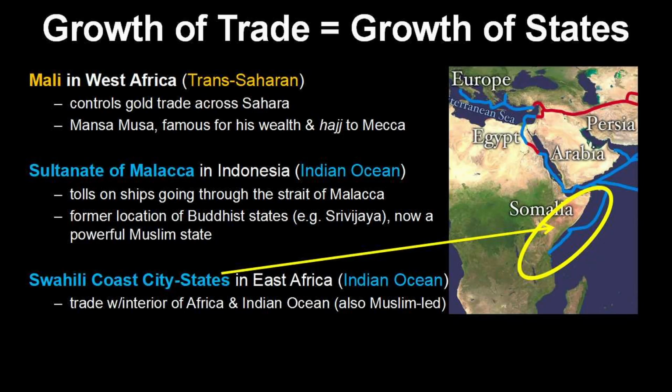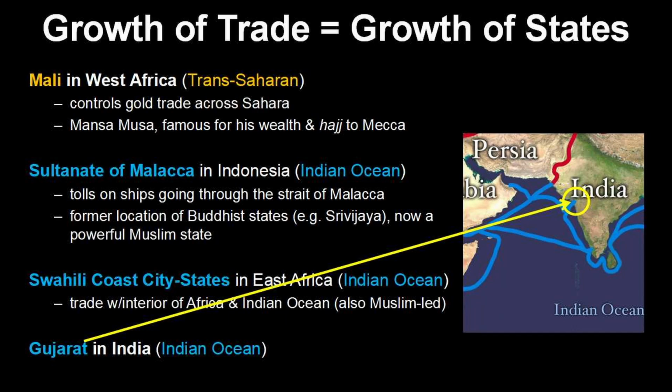Speaking of Muslim states, how about the Swahili coast of East Africa? These are city-states on the Indian Ocean, mostly led by Muslim rulers. And like the other ones we've mentioned, they're big on trade. But it's not just Muslim states that are booming because of trade. Plenty of Hindu states are making bank as well. For example, Gujarat, which is one of the Hindu Rajput kingdoms that we learned about in 1.3.